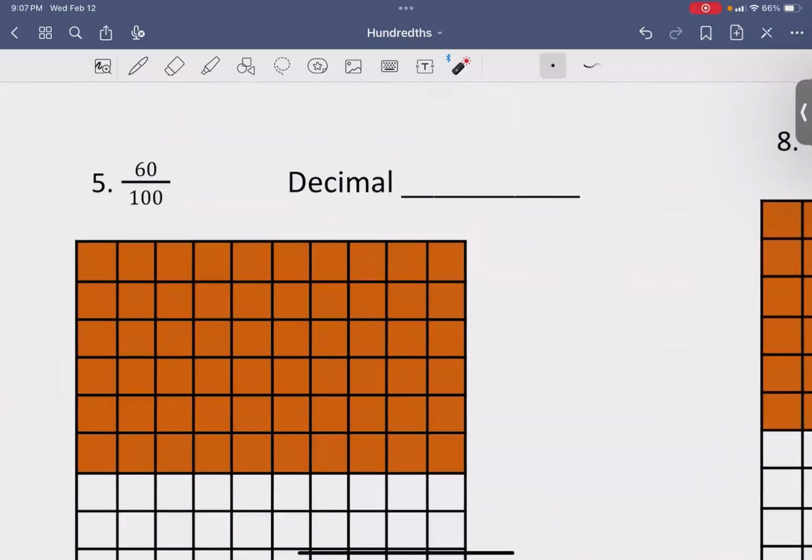Let's do one more. 10, 20, 30, 40, 50, 60. 60 hundredths.